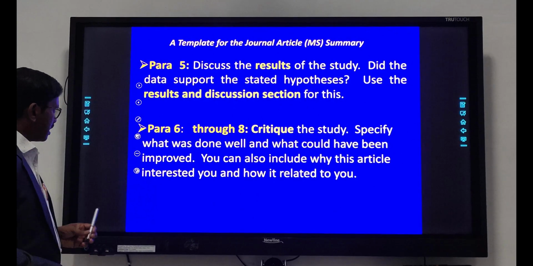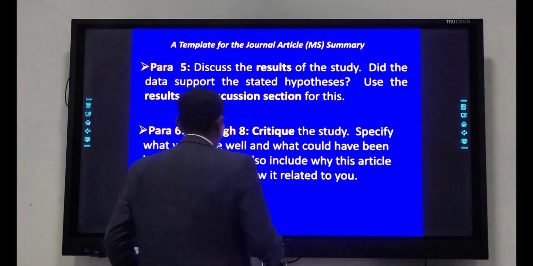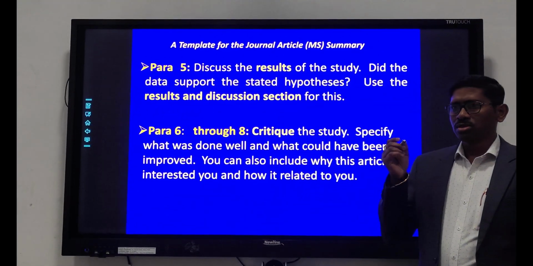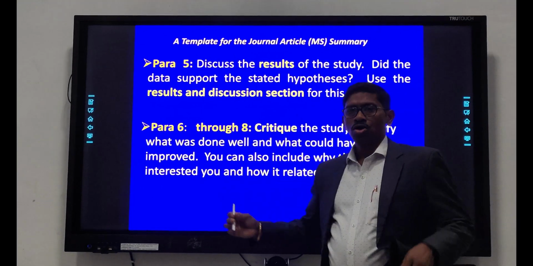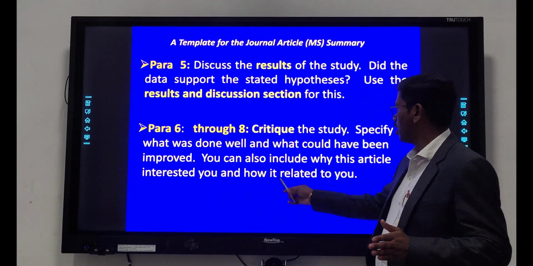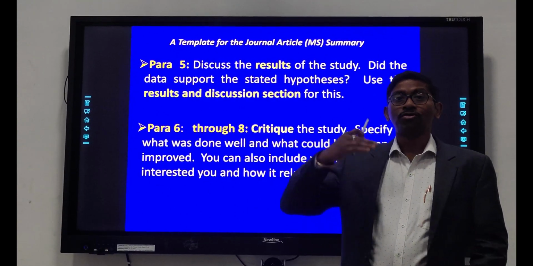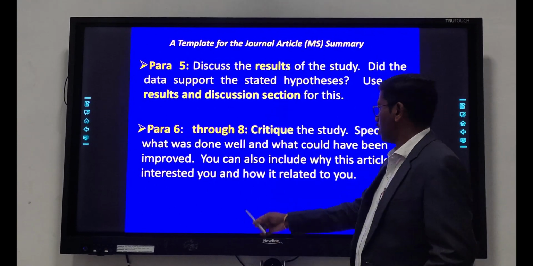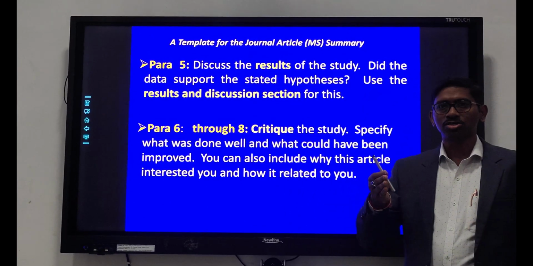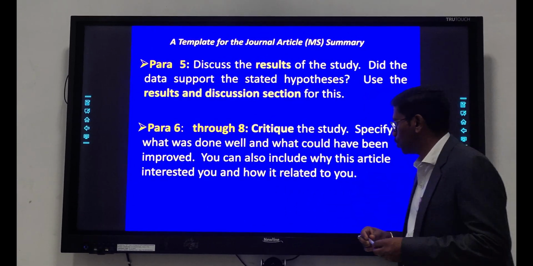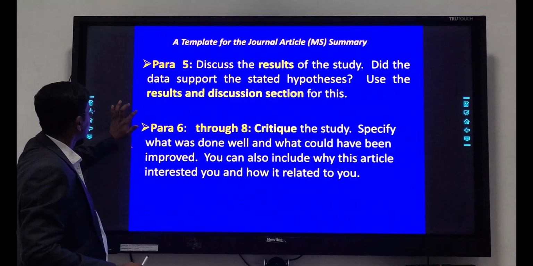In paragraph 6, or it may go up to paragraph 8, you have to write the critique of the study and try to specify what was done well and what could have been improved further. And you can also include why this article, or your research work, interested you and how it is related to you.